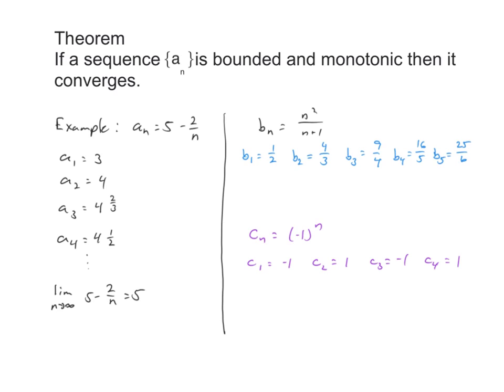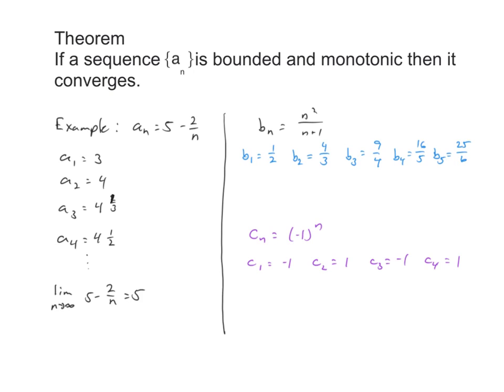In this first example, a sub n is 5 minus 2 to the n. So I know a sub 1 is 3. When I put 1 in for n, I get 5 minus 2, which is 3. When I put 2 in for n, I get 5 minus 1, which is 4. When I put 3 in for n, I get 5 minus 2/3, which actually should be 1/3 there, not 2/3. And then when I put in 4, I get 5 minus 1/2, which is going to be 4.5, and so forth.